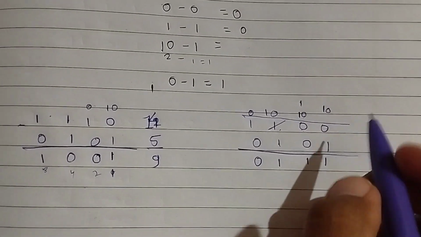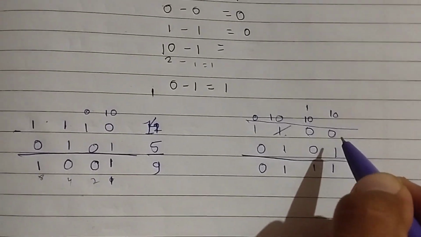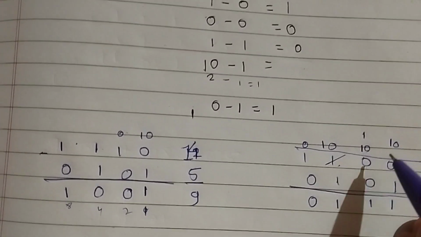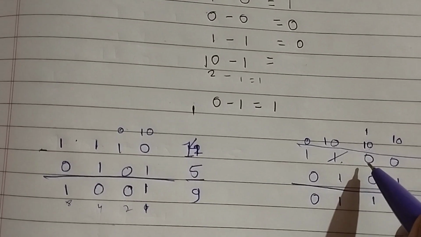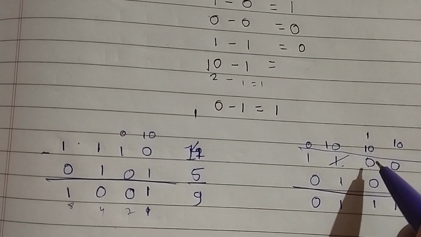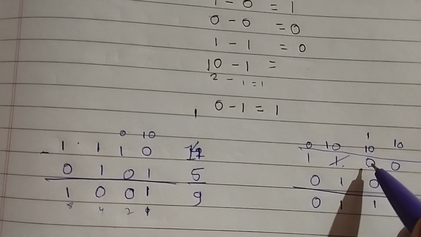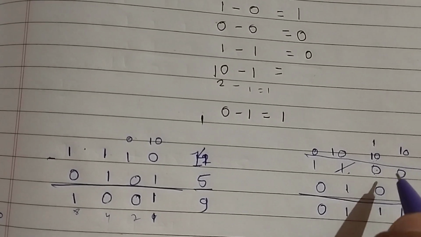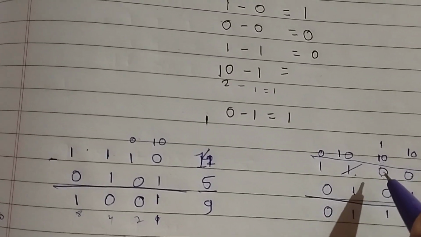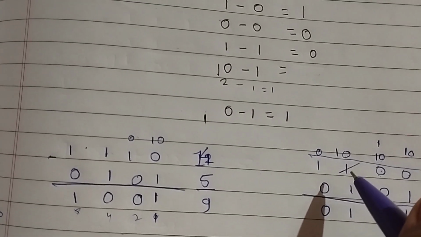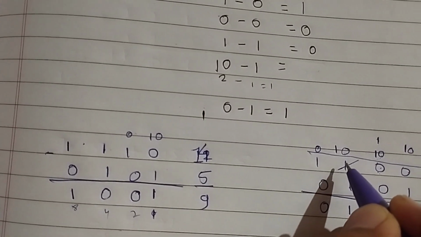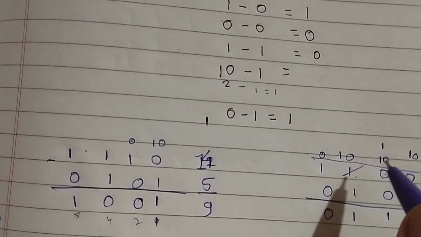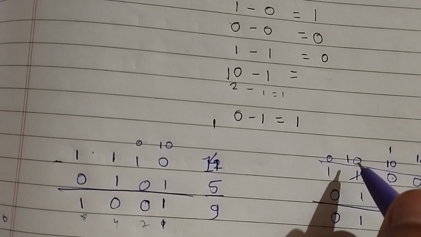I hope you get the idea of what we do here. First we do 0 minus 1, which is not possible. So for that we want a borrow of 1. So he requests the previous bit to give a borrow. But the previous bit is also 0. 0 has no capability to give a borrow for the next bit. So he requests the 1 to give a borrow. 1 has the capability to give a borrow. So he gives a borrow to the 0 and itself is converted into a 0.